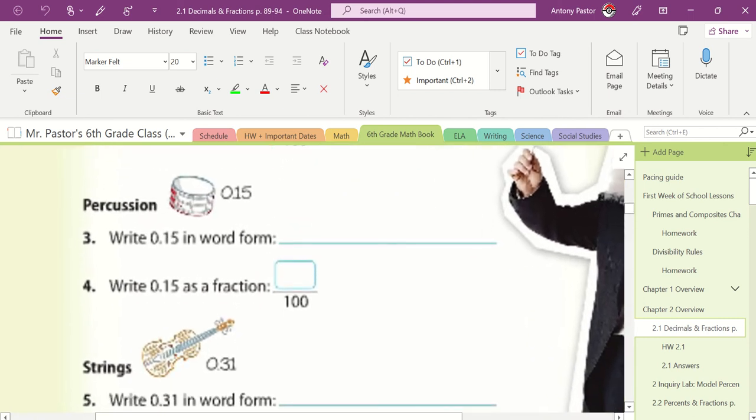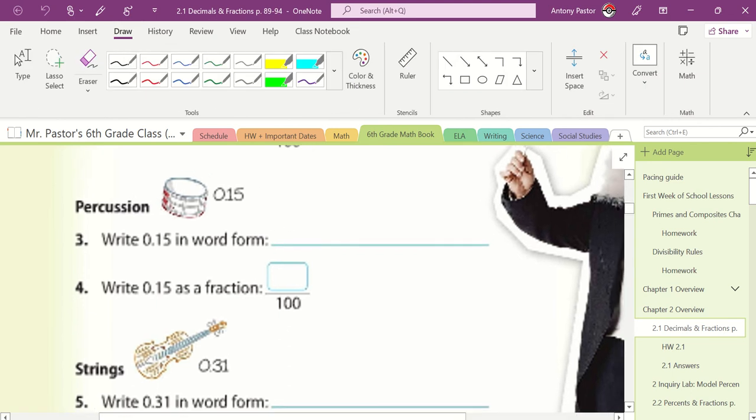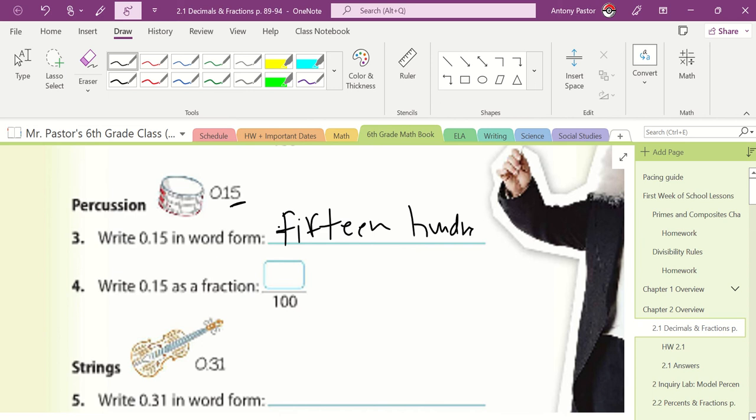0.15 in word form would be 15. So let's see if we can write. Let's get our, there we go. Let's write this in word form again. The 0 and will not be there, so I'm just going to write 15, if it will let me. 15, and then the place value, which is going to be hundredths. Hundredths. And remember, we're putting the THS at the end. Write 0.15 as a fraction, or 15 hundredths would be 15 over 100.